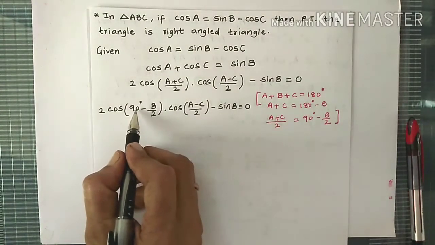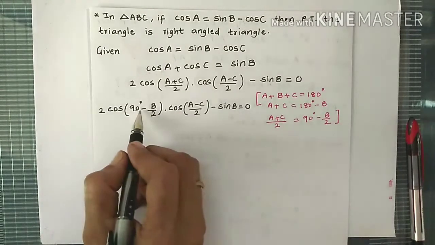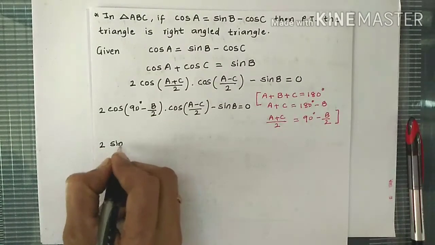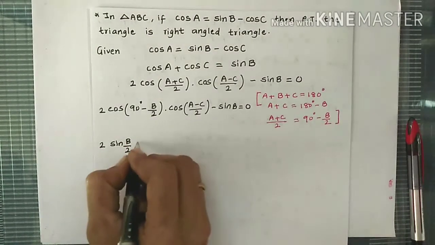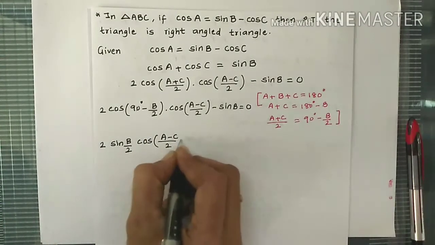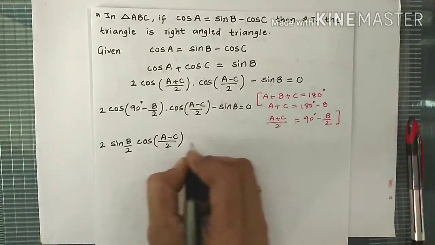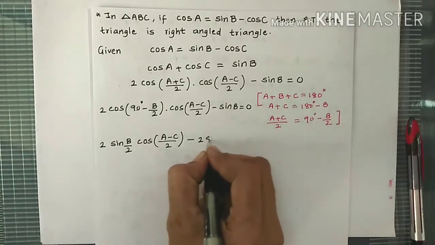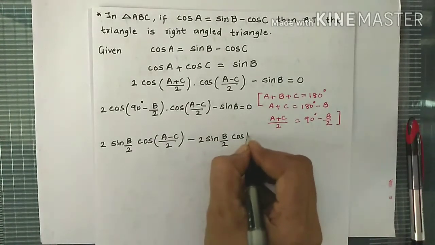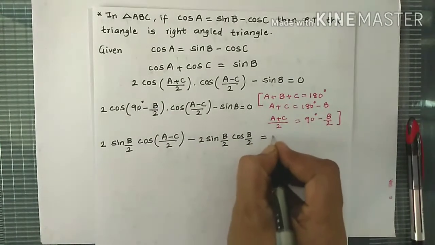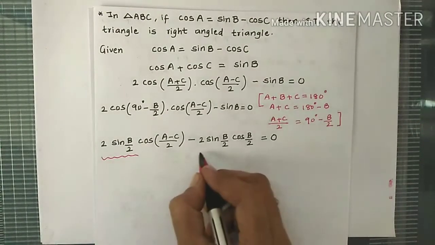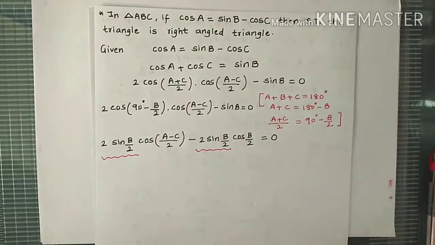equal to 0. So basically we are trying to factorize this equation. Now for 90 degrees the ratio changes and cos becomes sin, and since it is in the first quadrant we get a positive sign. So 2 sin of B by 2 into cos of (A minus C) by 2. Now here we have 2 sin B by 2. So let's use the half angle formula for sin B. So converting that into 2 sin B by 2 cos B by 2 using the half angle formula equals 0. So that we can take 2 sin B by 2 common. Both the terms contain 2 sin B by 2.